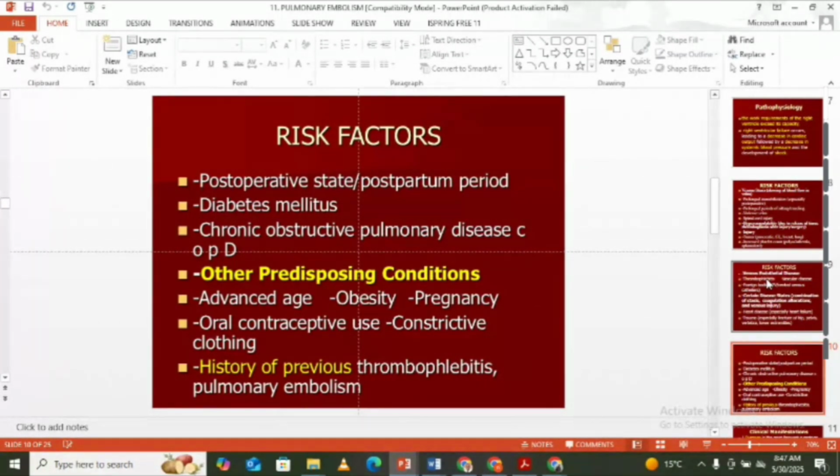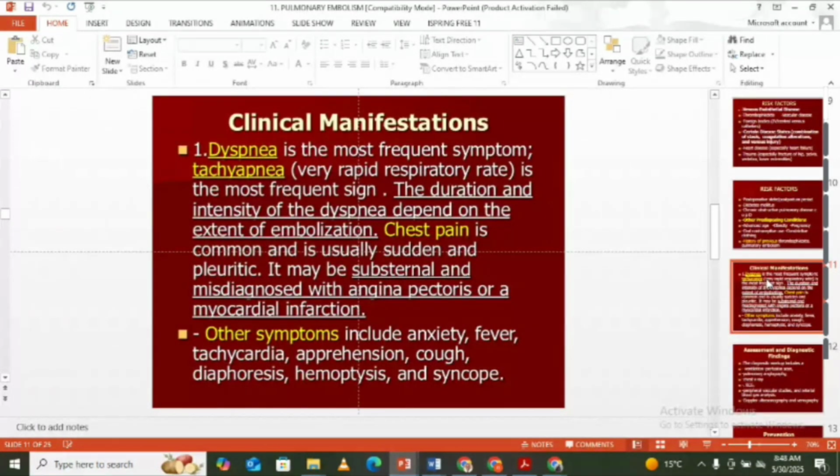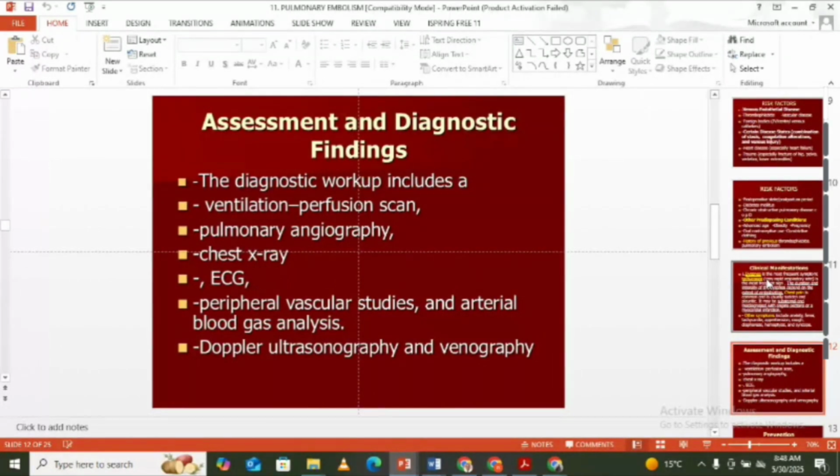Advanced age, obesity, oral contraceptive use, history of previous thrombophlebitis, pulmonary embolism can all be risk factors for formation of an emboli. So clinical manifestations: dyspnea, which is the most common; chest pains, anxiety, tachypnea, cough; diaphoresis, that is excessive sweating; hemoptysis, coughing up of blood; syncope, or fainting, will come in.